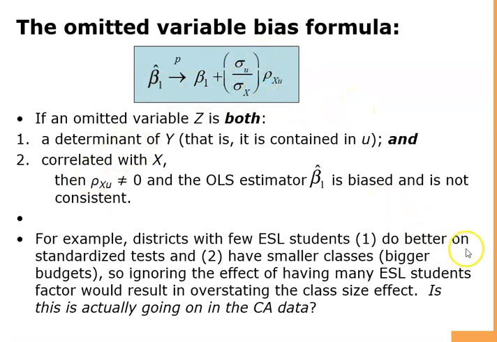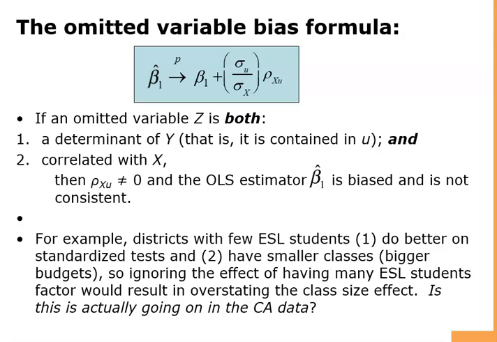So if an omitted variable z is both a determinant of y, meaning it has a relationship with the dependent variable, and it is also correlated with x, meaning the correlation between x and u is not equal to 0, then the OLS estimator beta 1 hat is biased and is not consistent. So let's stick with the example of districts with few ESL students. ESL means English as a second language.